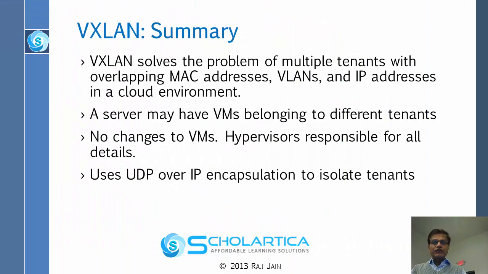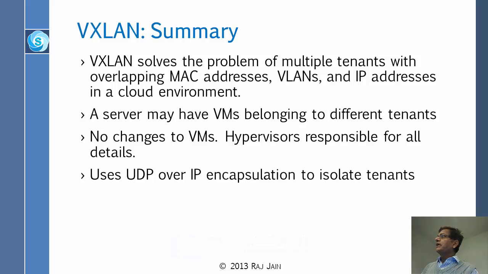All right, I actually wanted to finish this summary, and maybe I will continue this again next time in case you have any questions. But the summary is that VXLAN solves the problem of multi-tenants, and a server may have VMs belonging to many different tenants. They will not see each other's traffic, with no changes to VMs. Hypervisors are responsible for all the details, and UDP is used for the encapsulation.